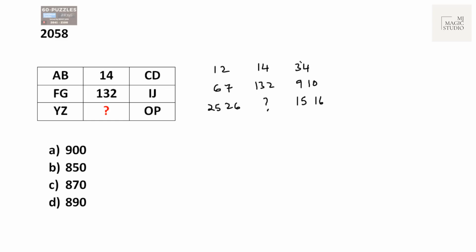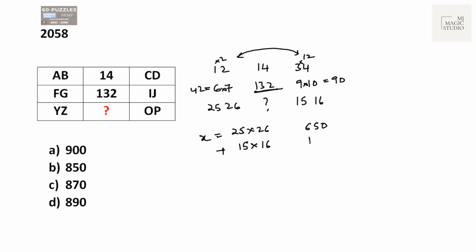Okay, 3 into 4 is 12, and 1 into 2 is 2. Bingo, 12 plus 2 is 14. Let's check here. 9 into 10 is 90, and 6 into 7 is 42. 90 plus 42 is 132. So this missing number should be 25 into 26. That is 650 plus 15 into 16, that is 240.